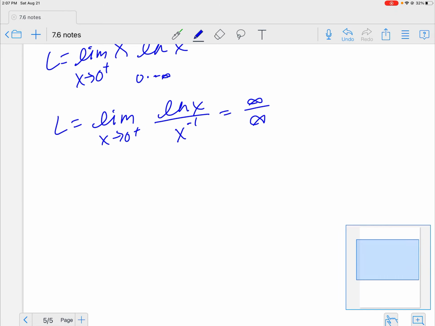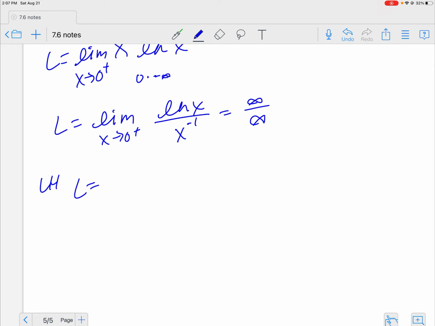Now I L'Hopital. So L is going to be the limit as x approaches 0 from the right. The derivative at the top is 1 over x. The bottom is negative x to the negative 2. I'm just going to write it like that for now. And simplify. Right, so simplify this rational expression.